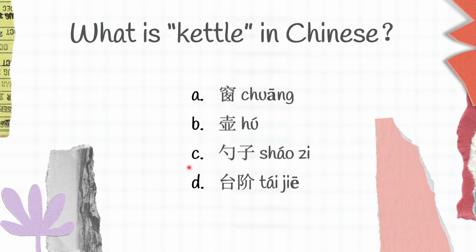The next question is, what is kettle in Chinese? Here we have A, 窗, B, 壶, C, 勺子, D, 台阶. So which one of them is correct here? Chuang is window, Hu is kettle, 勺子 is spoon, 台阶 is flight of steps or stairs. So kettle in Chinese is B, 壶.